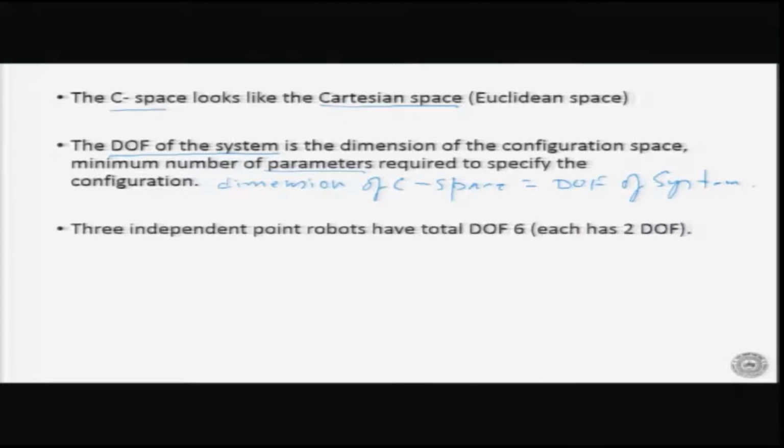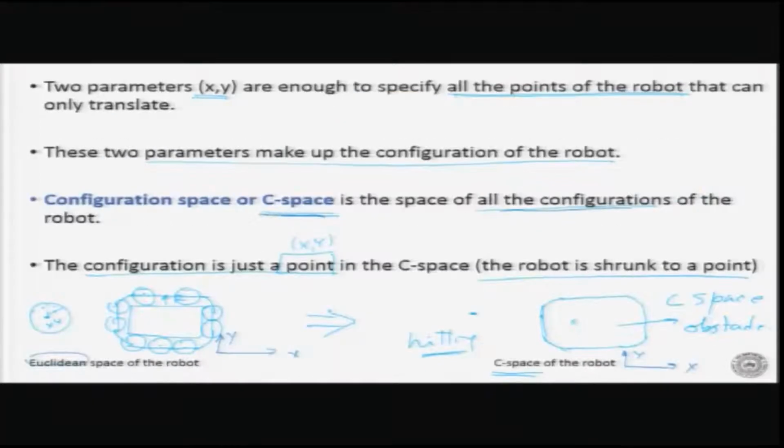Now, in the previous case here, what is the dimension of the space? This fellow has only x and y coordinates. So, the degree of freedom is equal to 2. And what are those two? There is only x and y. So, the dimension of the C space is also 2, and the degree of freedom of the system, the mobile robot, is also 2.